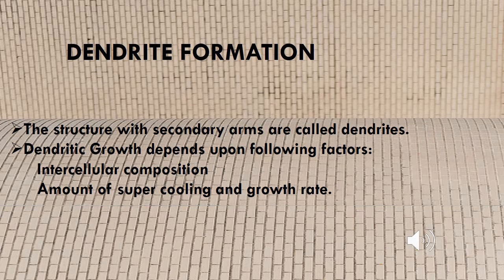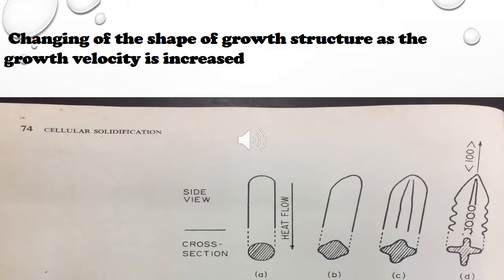This is the slide of dendritic formation. First of all, let me explain dendrites. It is simply a structure with secondary arms, and dendritic growth depends upon the following factors: intercellular composition, amount of supercooling and growth rate. This shows how the shape of the growth structure changes with the change in the velocity or the rate.